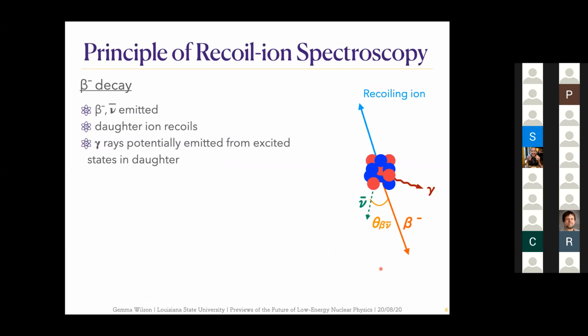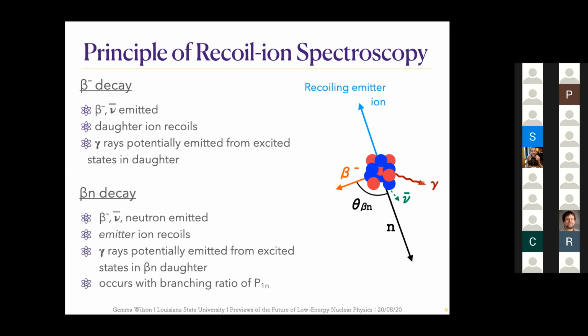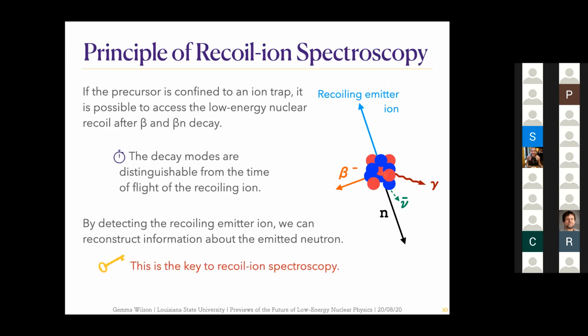So the principle of Recoil-ion spectroscopy is this. With beta decay, you have a beta and an antineutrino that are emitted, and the daughter ion recoils. And you might see gamma rays emitted from excited states in the daughter. But with beta-delayed neutron emission, you get the beta and the neutrino, but you also then get a neutron. This occurs with the branching ratio P1N. And this emitter also recoils, as it does with straight beta decay. But if we confine these precursor ions to a trap, we can then access this low energy recoil, which you can't do in any of the other experimental techniques.